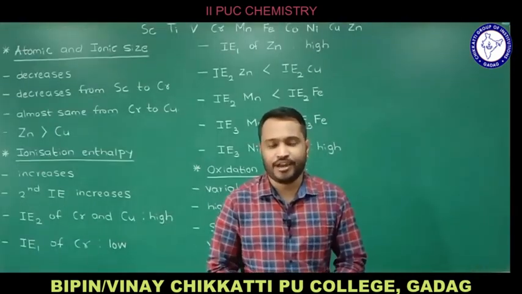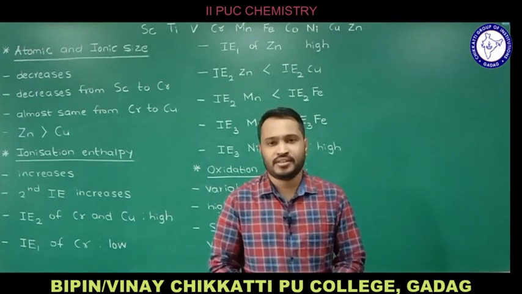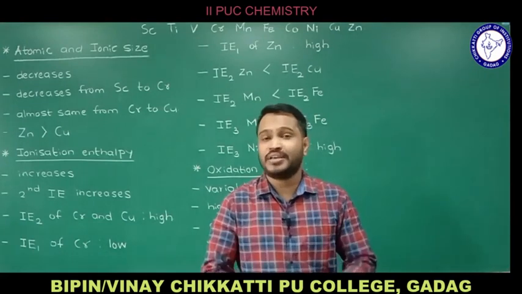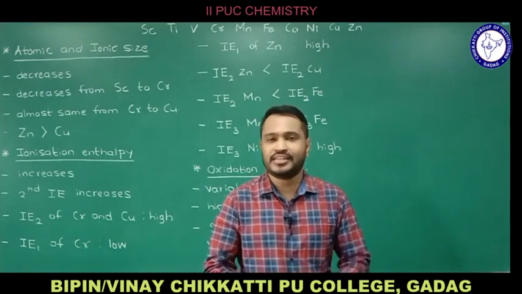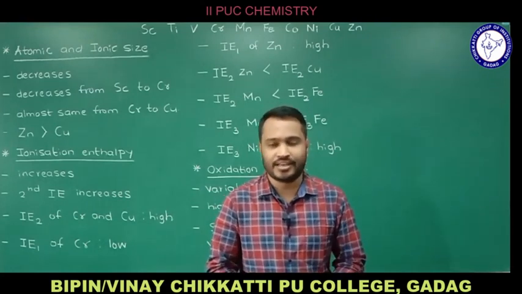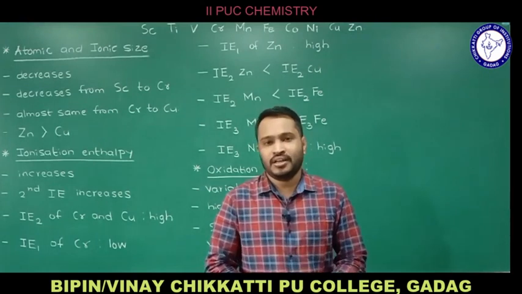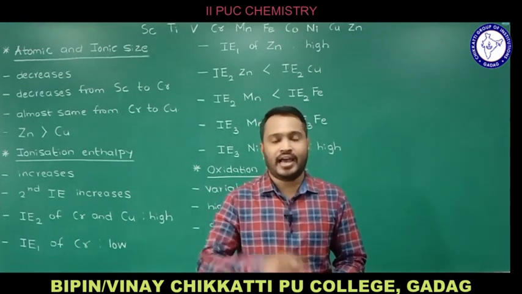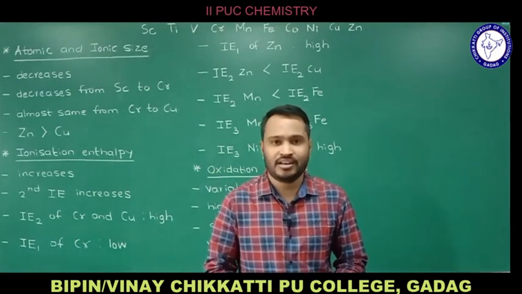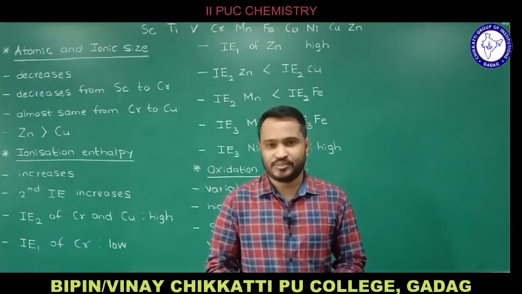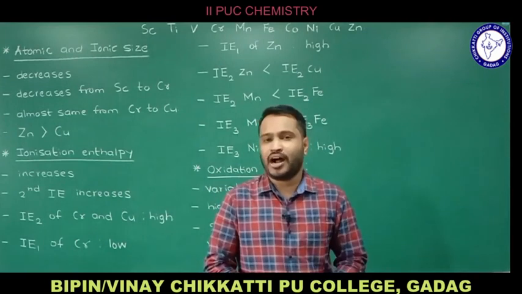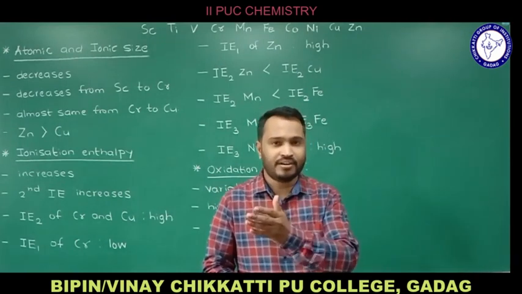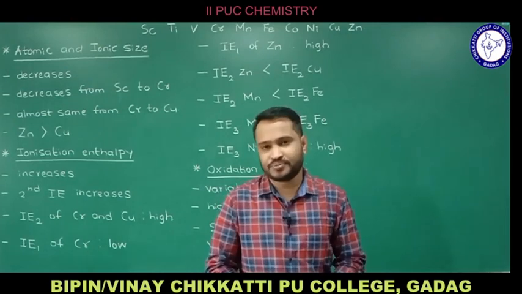Now I am going to discuss the periodic trends involved in D block elements. The first one I am going to talk about is atomic size or ionic size, ionic radius we can say. As we know, the distance between the center of the nucleus and the electron present in the valence shell, that we call atomic size. Down the group, atomic size increases, whereas along the period atomic size decreases.